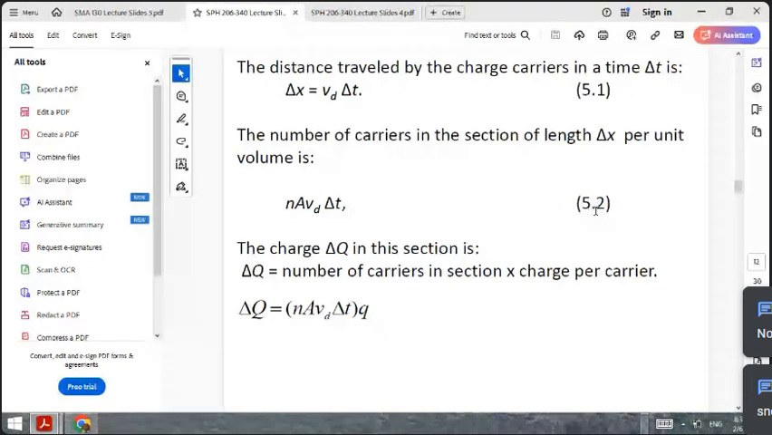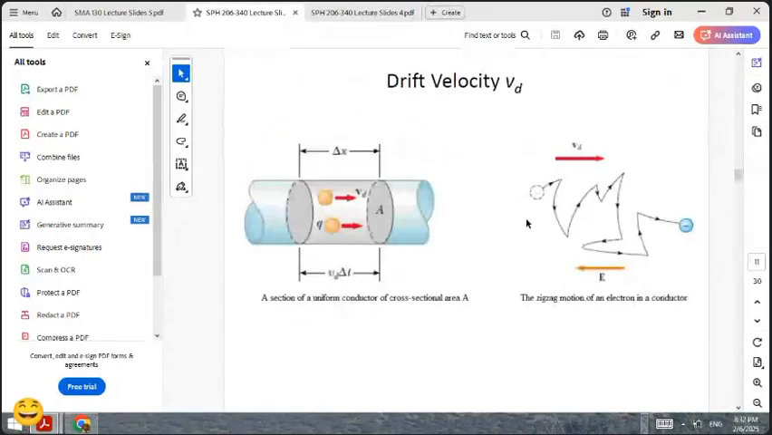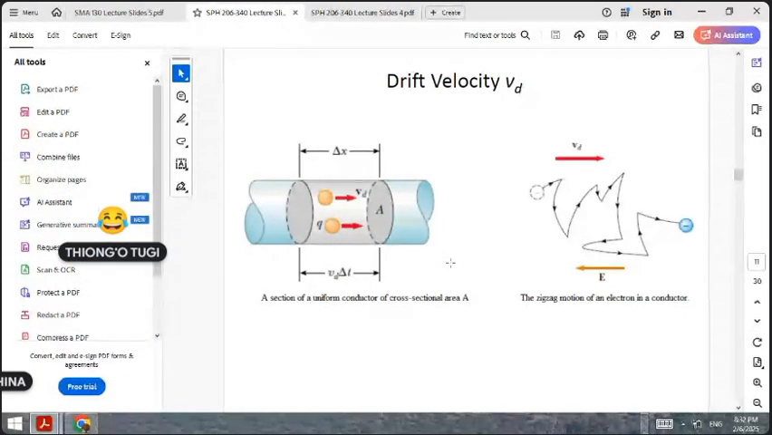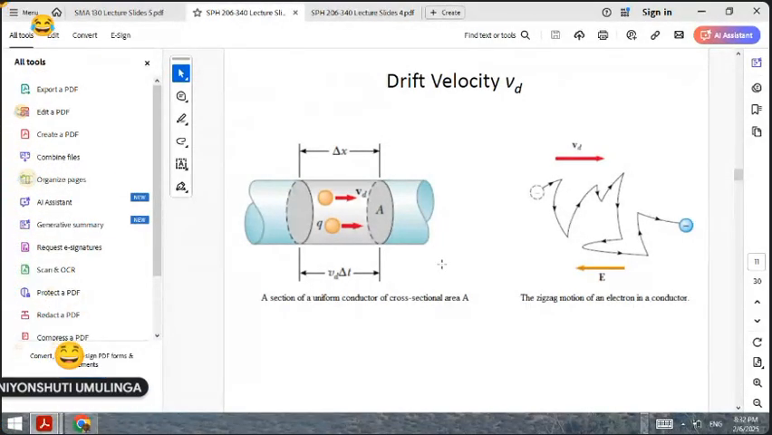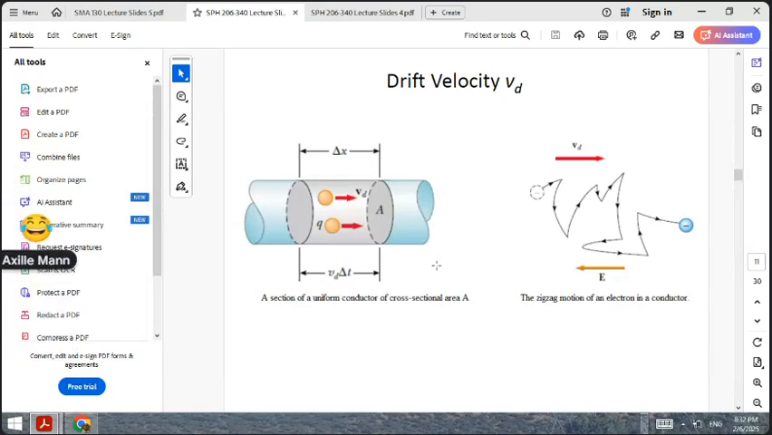I hope you understand. So let me just use the class rep. Of course, you understand equation 5.2? Do you understand how we have obtained equation 5.2? No. Oh, yeah. And do you know how to get volume of a cylinder? Yes. How do you get volume of a cylinder?